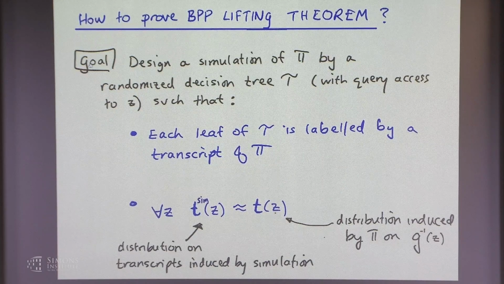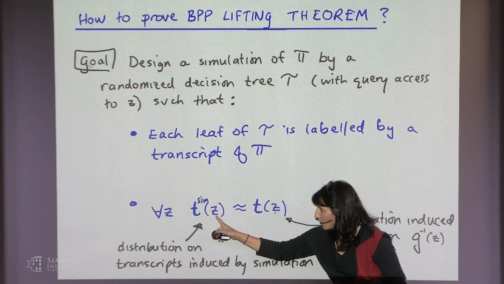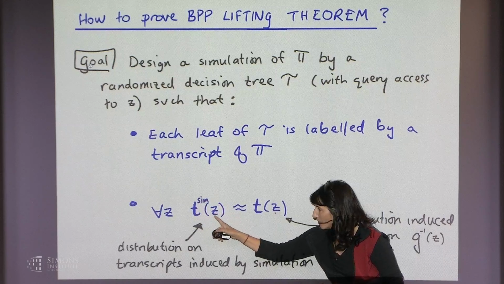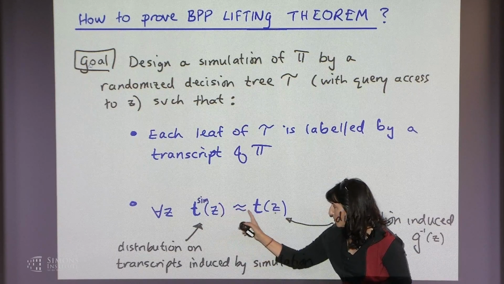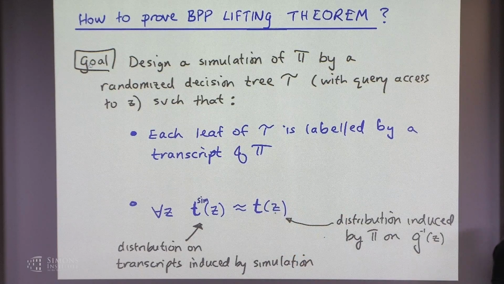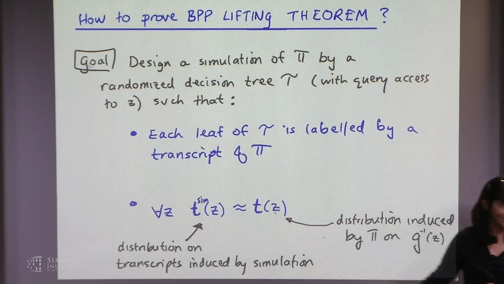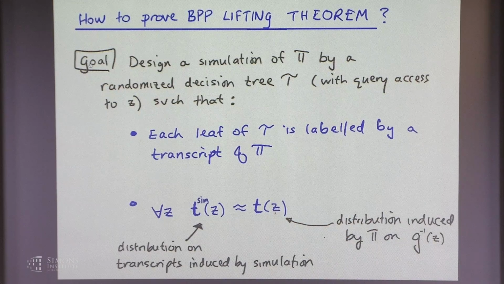And we want that to be basically, that's what I'm calling this. This is the decision tree running on Z. It gives us a distribution over transcripts. And I want that to be roughly the same for every Z as the distribution of transcripts that would be induced by running the original protocol on a random XY, with corresponding value Z. Does that make sense? If that makes sense, we're a good portion of the way. If it doesn't make sense.